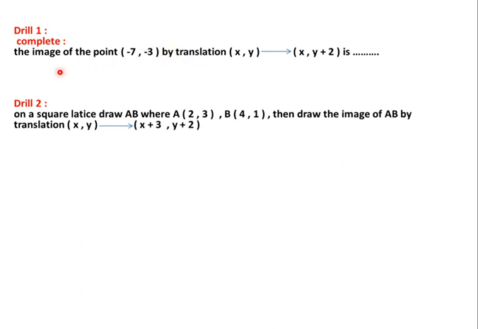The first drill: the image of the point (-7, -3) by translation (x, y). The translation in x equals what? 0, x only, then x plus 0 equals 0, and the translation will be (0, 2). So the translation here is (0, positive 2). Now you can get the image of the point (-7, -3), and you have a translation.